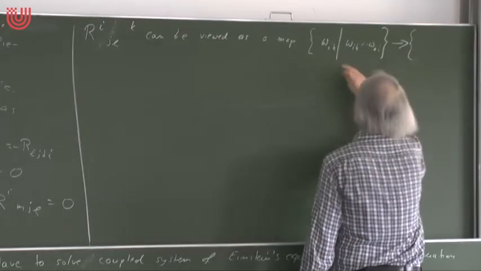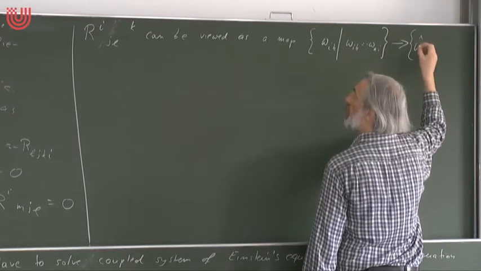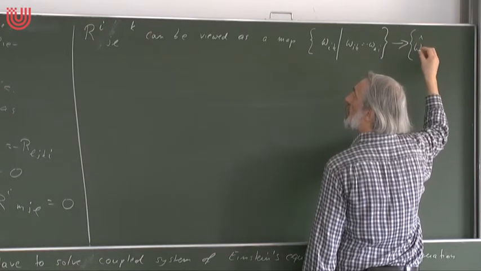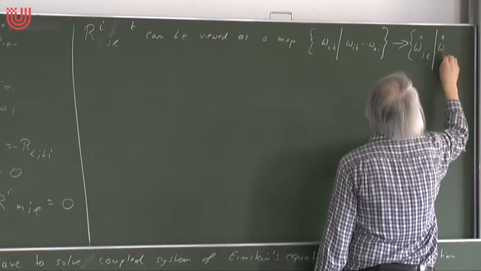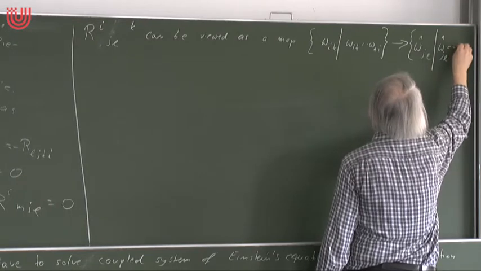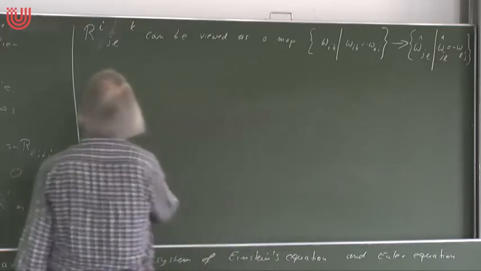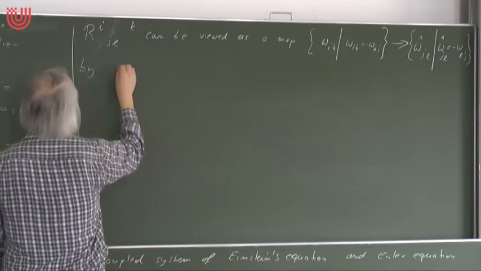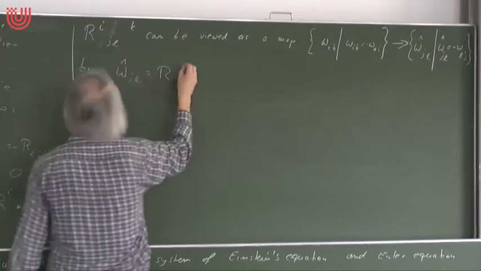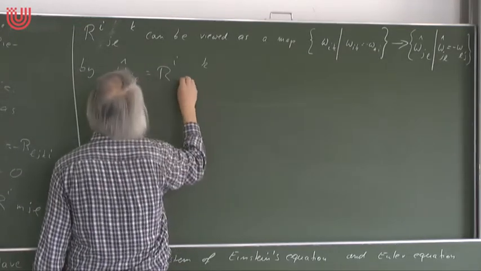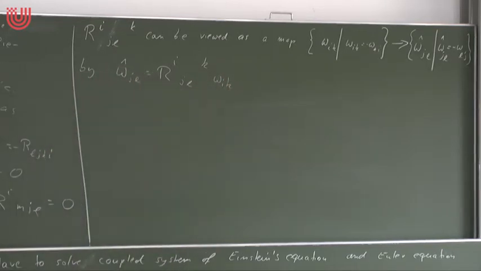And what comes out is again such a thing, say omega hat, with I and K summed away, JL. So it's a map from a space onto itself. And how is it done? The omega hat JL is just this operator, viewed as a linear operator, applied to the omega. You see this?